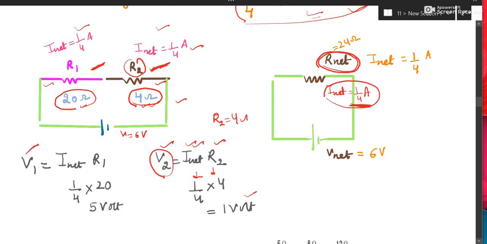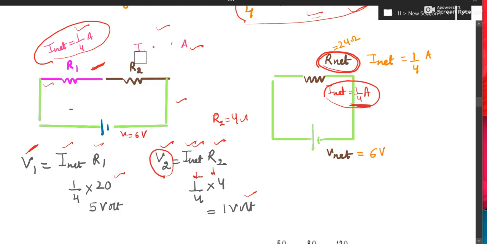Now the voltage across the first, V1, is equal to I into R1. The same current is flowing because they both are in series. And R1 is given as 20. So the most important thing here is you have to understand what the current through these two resistors is.